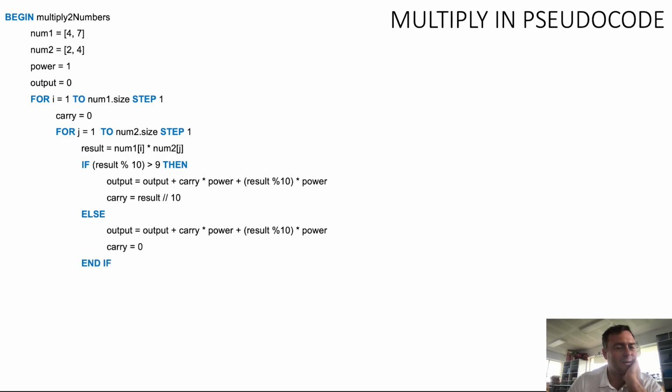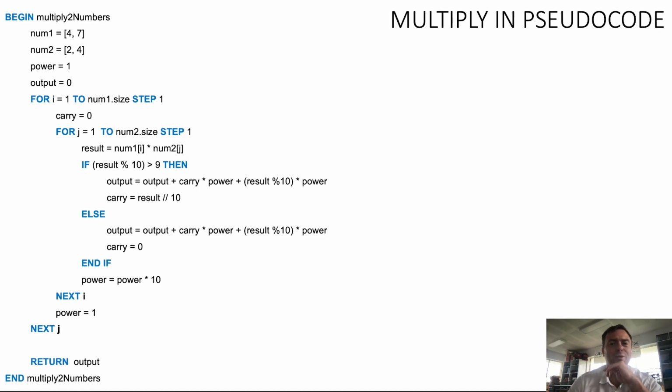End the if. Power is now equal to power times 10, because we want to go to the tens column inside that inner loop. And then we want to do next j, and then power is equal to 1. And then next i there, and then return the output and end multiply two numbers.